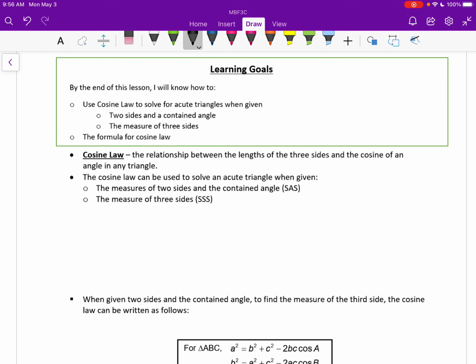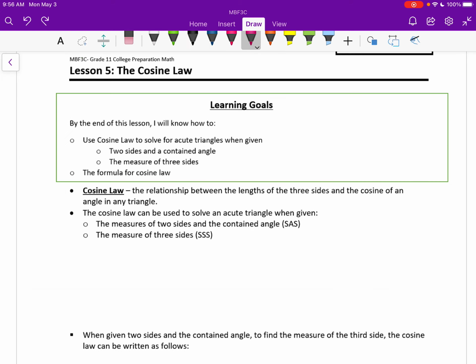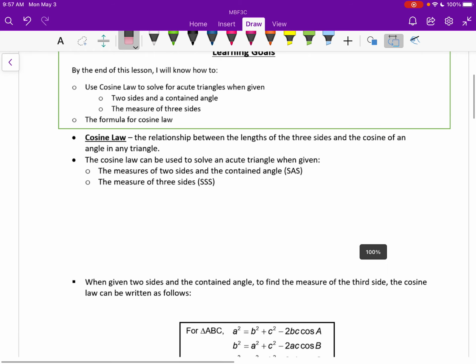The cosine law is a relationship between the length of three sides and the cosine of an angle in any triangle, right? Cosine law can be used to solve an acute triangle when you're given two sides and a contained angle, so that means that you're given two sides and then the angle in the middle, kind of like if you're given this triangle here, if you're given x and y and then you're given the angle in the middle there, you can use cosine law. Or you can use cosine law when you're given all three sides and no angle. Okay? Just so that you know what those mean.